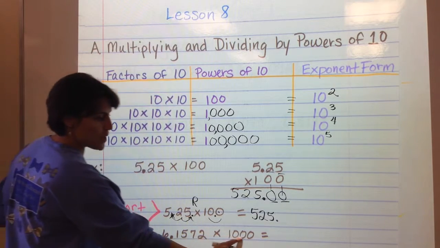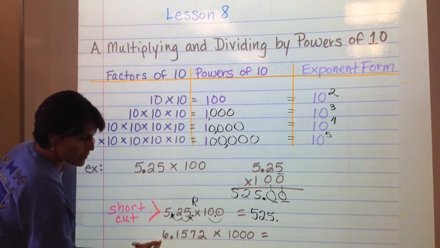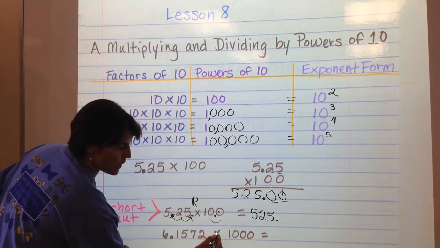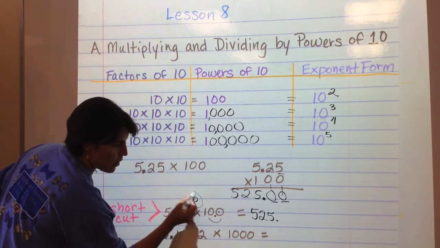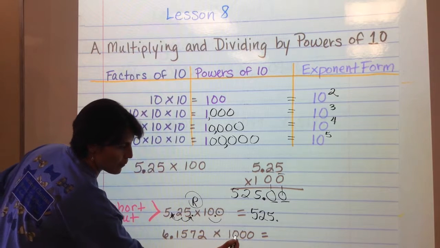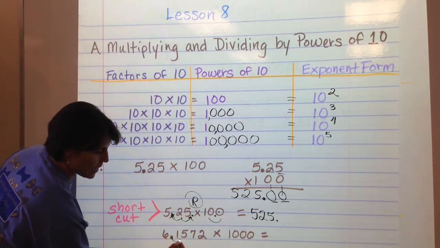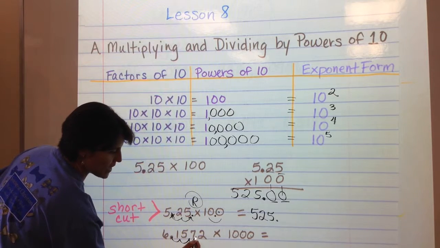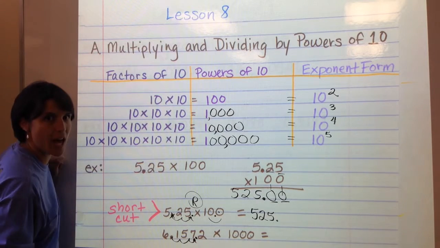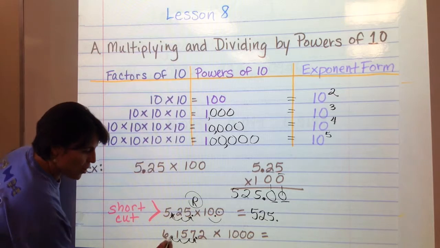6.15272 times, this time's 1,000. 1 times this stays the same. But really quickly, I can move it to the right because I'm multiplying. I have increased the larger value 3 places to the right because I just multiplied. You just multiplied times 1,000. You're so fast. All right, so this is gone.